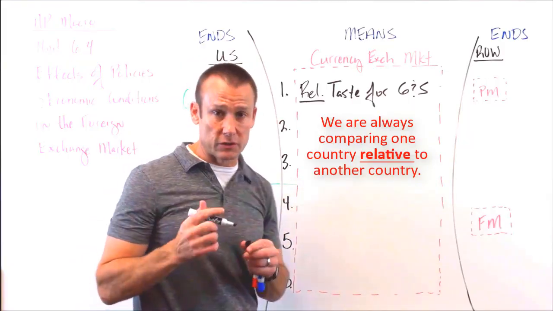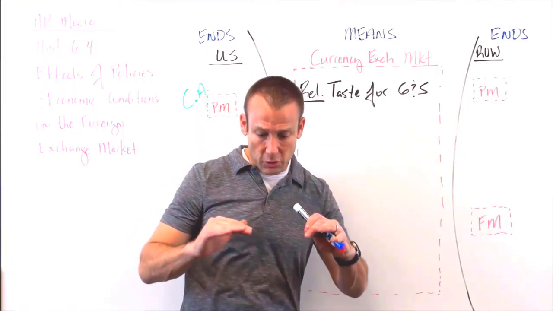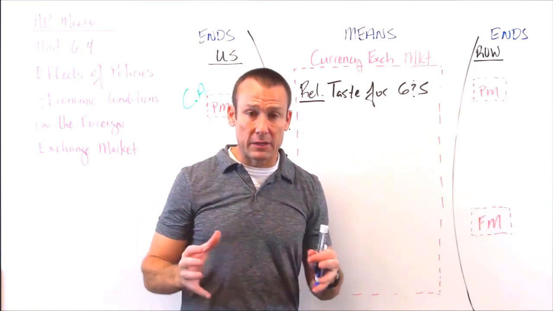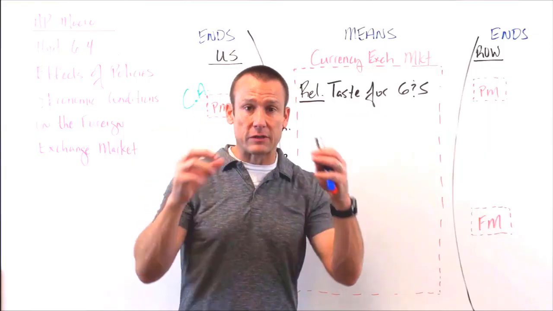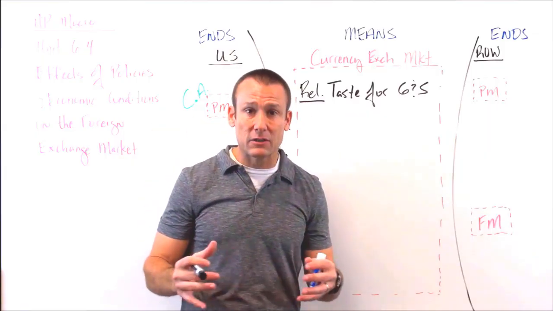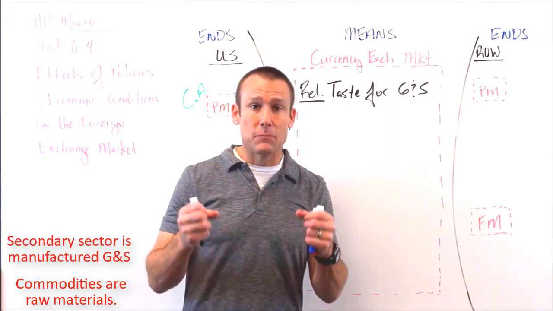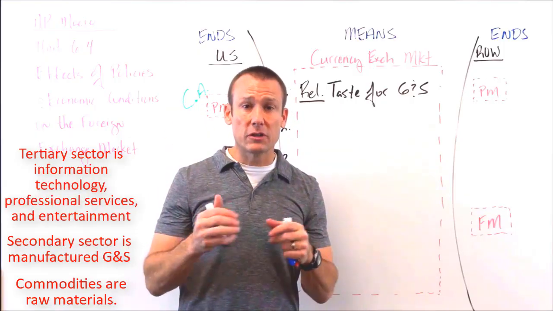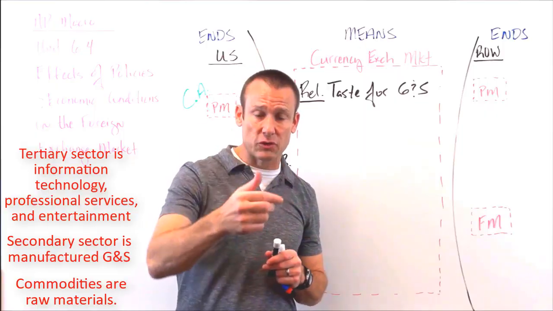Now, relative taste for goods and services. The thing I like to think about most with this one is when a country starts moving up the value chain of what they're producing. They're moving from, say, primary sector goods to being able to produce secondary sector goods or even tertiary. So what do I mean by that? Well, primary sector goods are commodities. Secondary sector goods are manufacturing goods. We're moving into these tertiary sector goods. Those are things like information technology, okay, and professional services, okay?